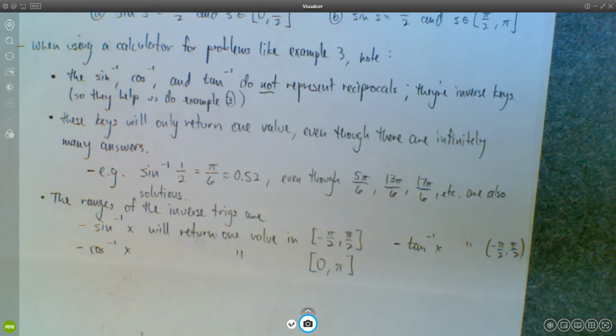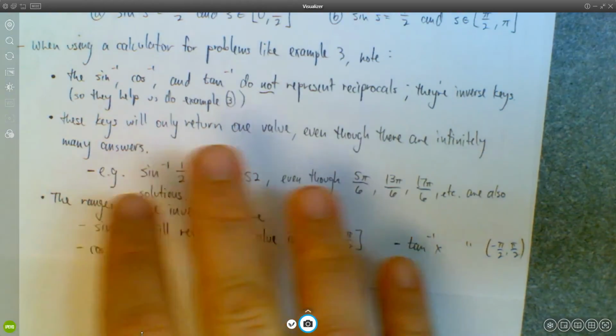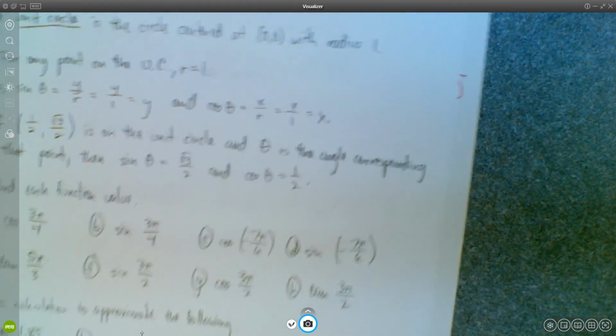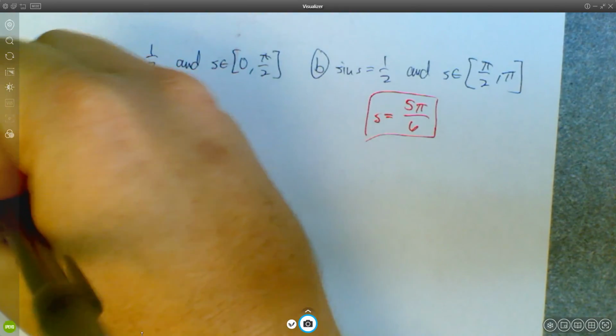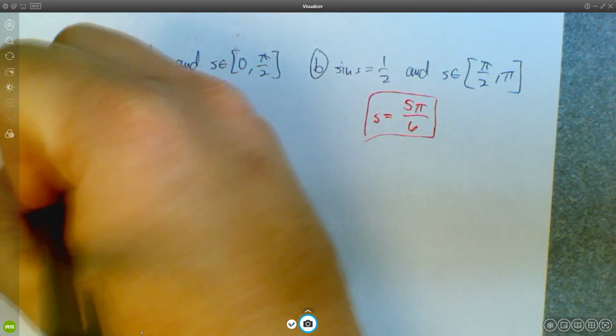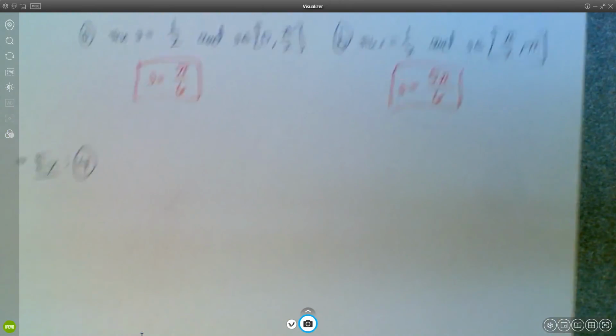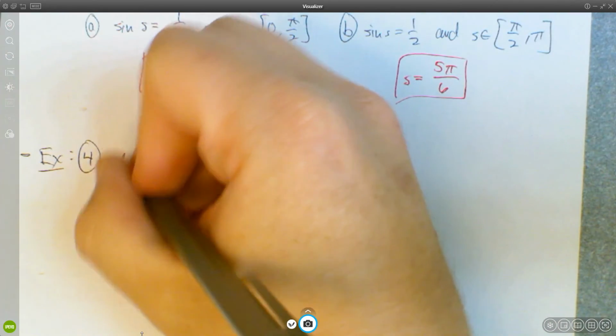But just as a reminder, this is how the inverse buttons work. They're only going to give you one value, which means that sometimes we have to do a little bit of fixing up if it's not giving us the value that we're looking for. So let me walk you through a couple examples of what I'm talking about, although again, none of this is really new.